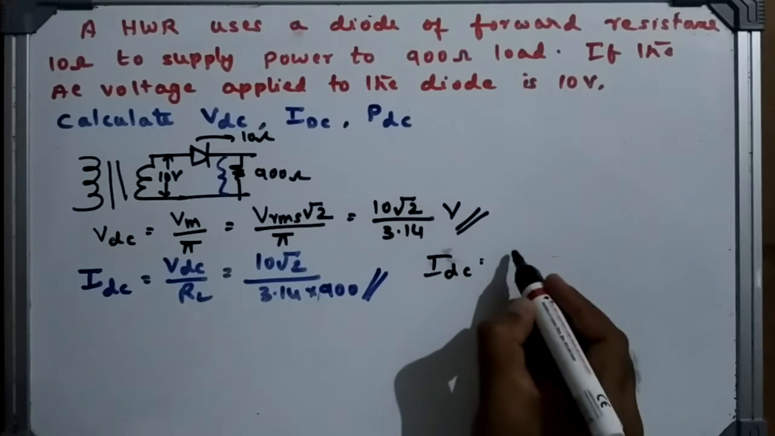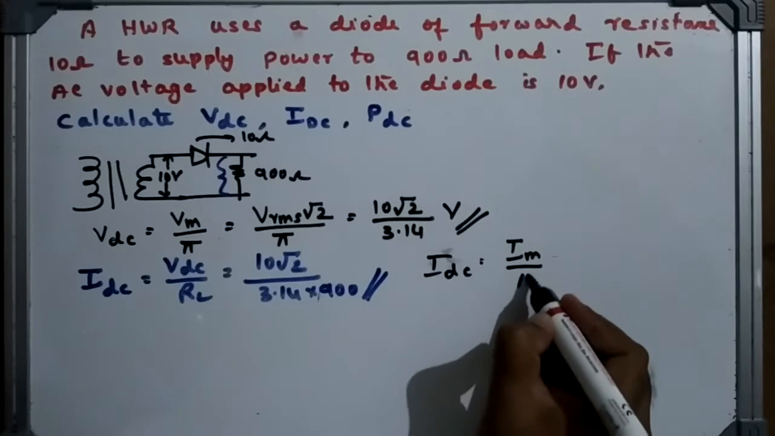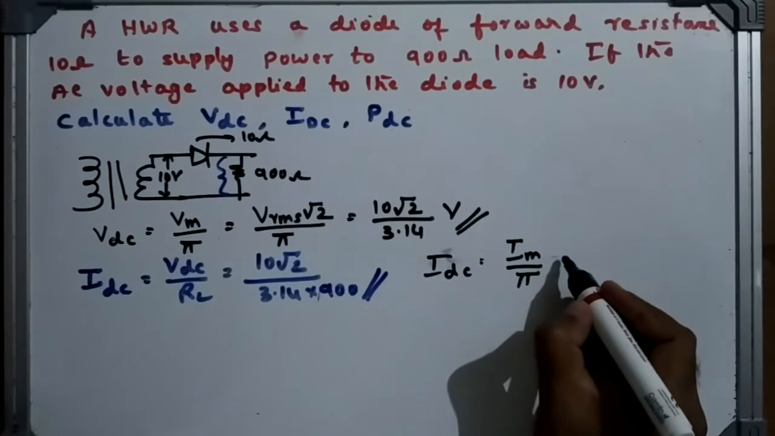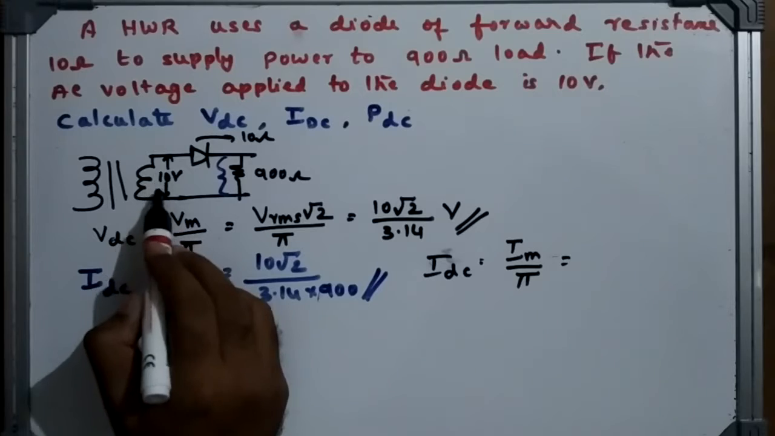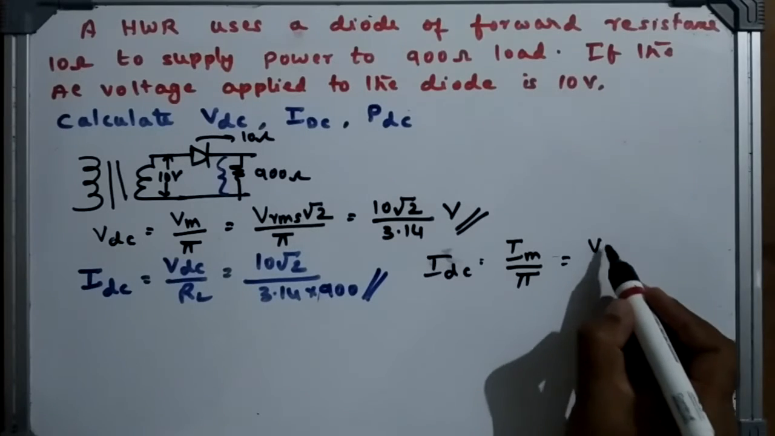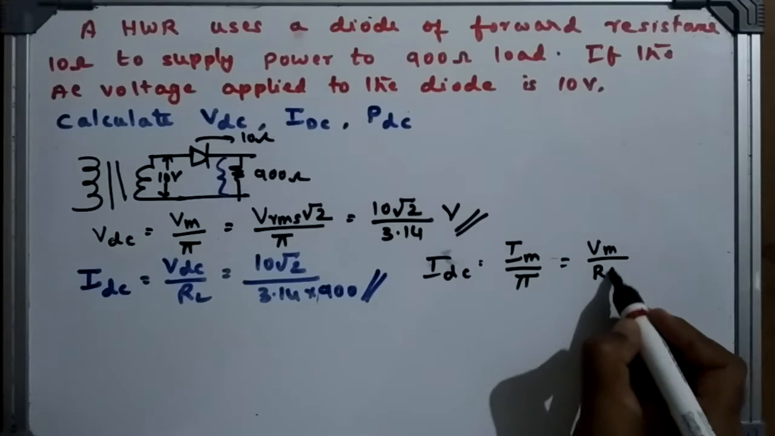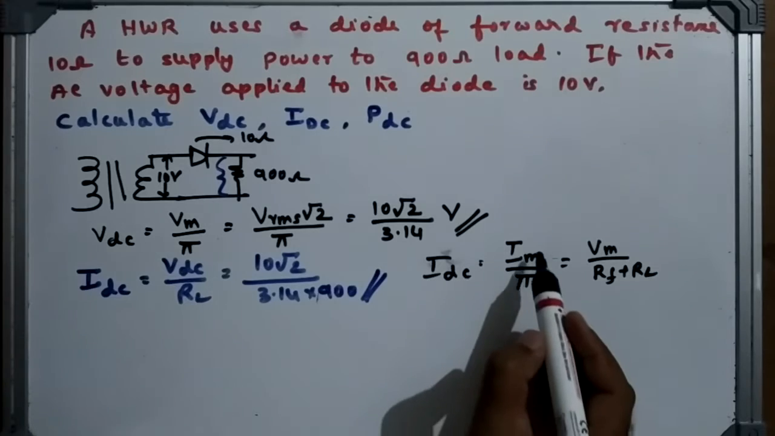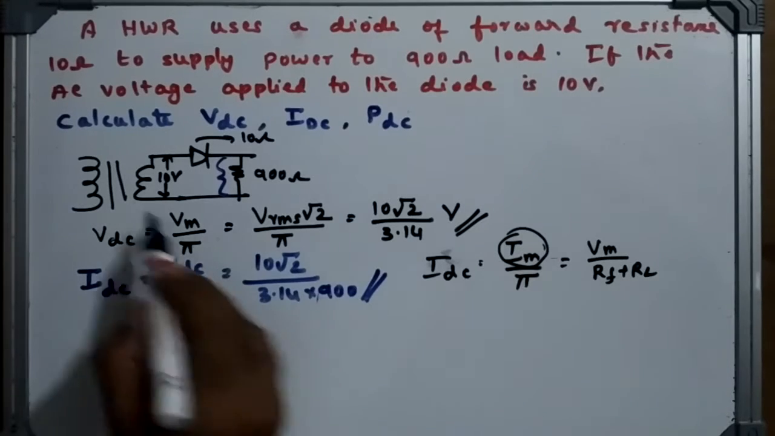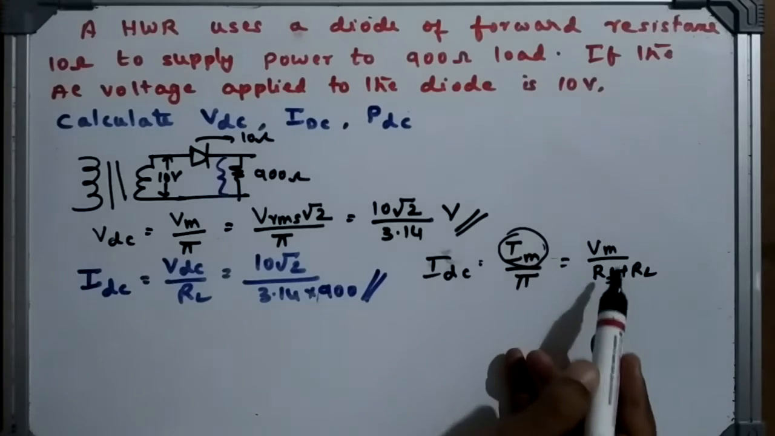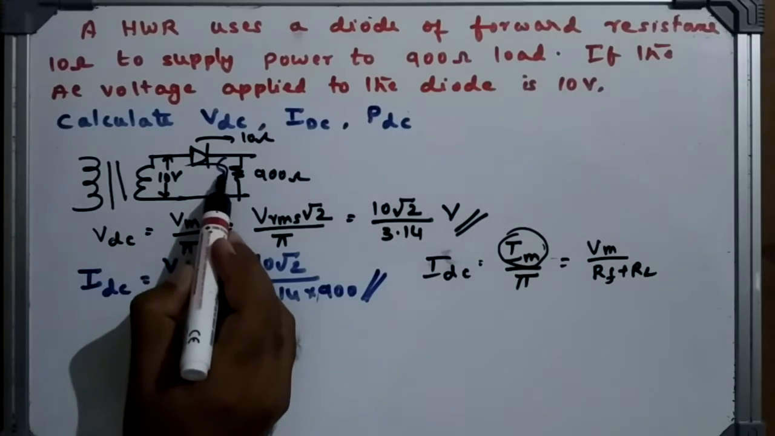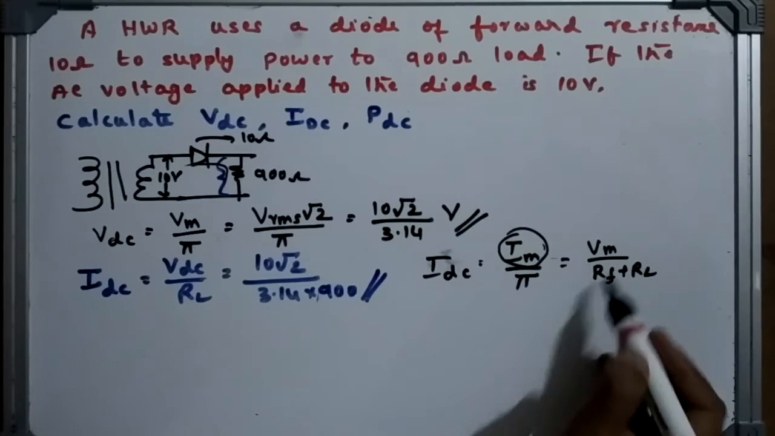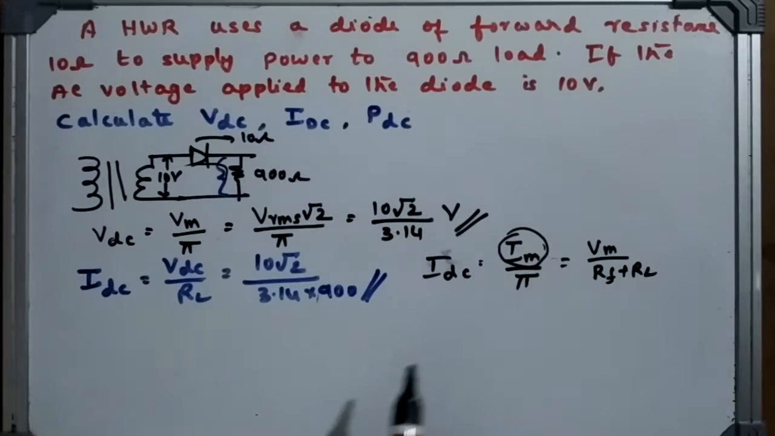IDC is equal to Im divided by pi. See, VDC equals Vm by pi, IDC equals Im divided by pi. What is Im? That is the peak value of current, Vm divided by Rf plus RL, not Vm divided by RL, because this is the peak value of current. When there is a peak value, it is nothing but AC. So AC flows through this diode also, so you have to consider the resistance of this diode also. So this is Im divided by pi, and you will get the same value.